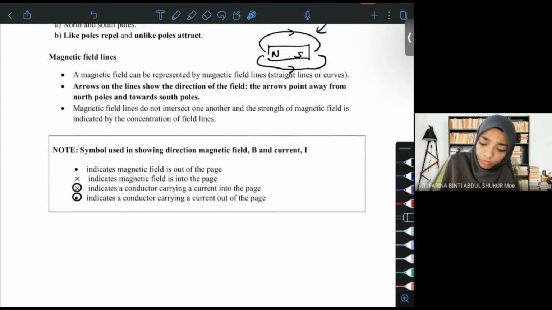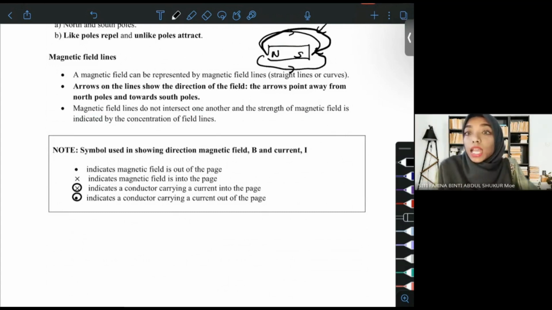Next, magnetic field lines do not intersect one another. Maksudnya you cannot have two lines crossing each other. Begini tak boleh. Okay, they can never intersect each other. And the strength of magnetic field is indicated by the concentration of the field line. The more lines you have, the greater the magnetic field strength. The closer they are, tapi diorang tak boleh bersentuhan. They can be very close to each other, filled with a very tiny gap. That means they are stronger as they are closer, weaker as they are further apart.